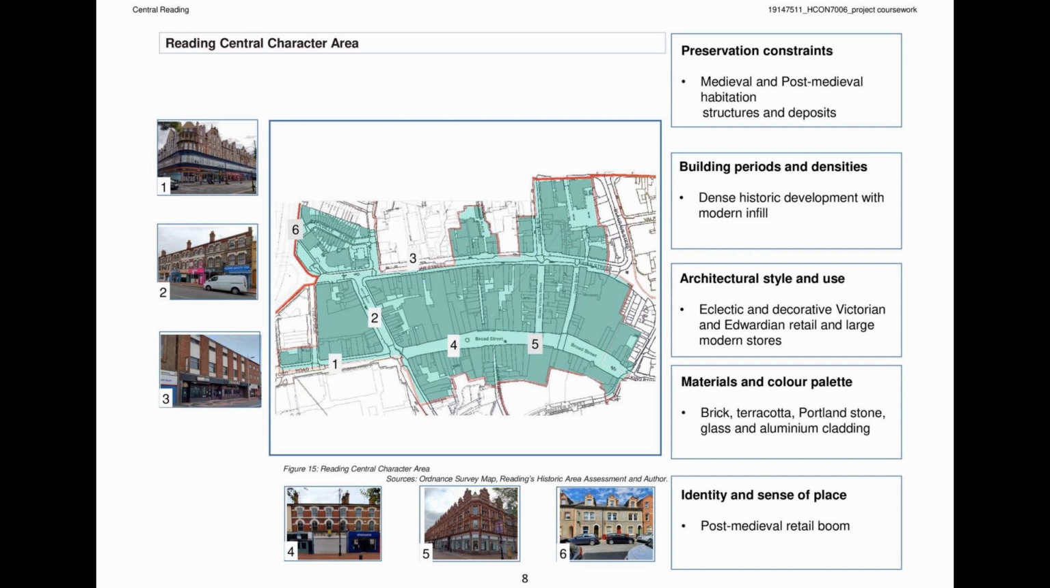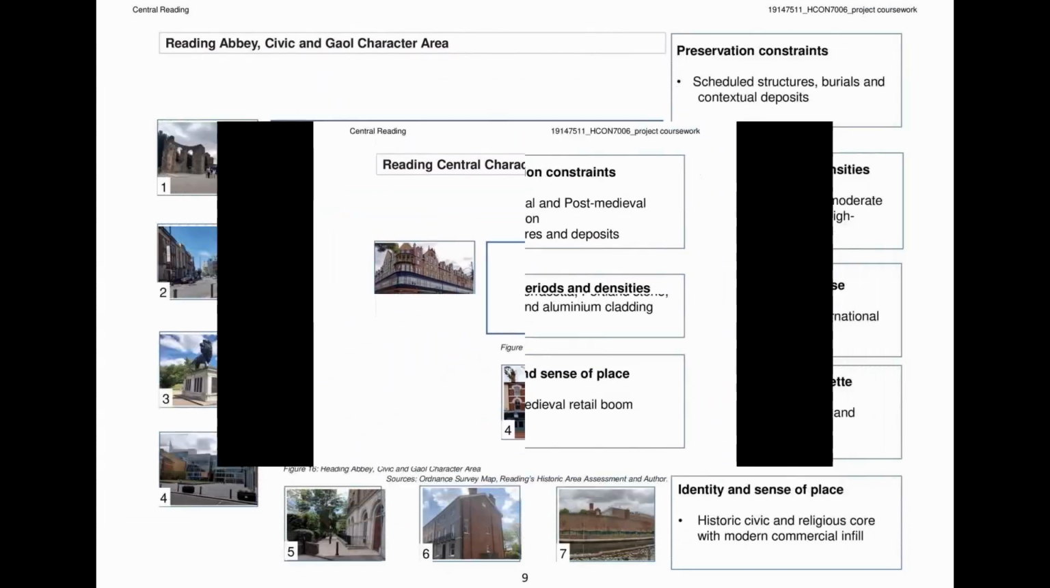The historic architectural style is largely eclectic and decorative Victorian and Edwardian retail. The infill illustrates modern architectural design, which is quite simple and built in glass and aluminium cladding. In contrast, the historic Victorian retail is built in brick, with brick and terracotta detailing. There are some examples of stone-built buildings. The identity and sense of place largely derives from the Victorian and Edwardian retail zones.